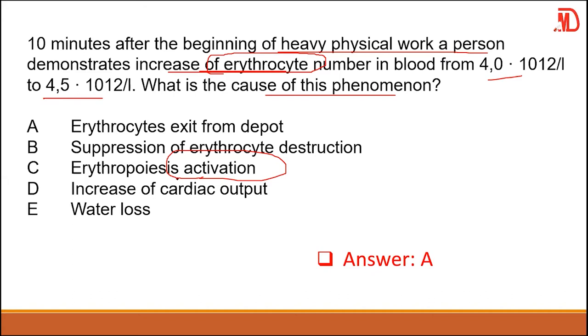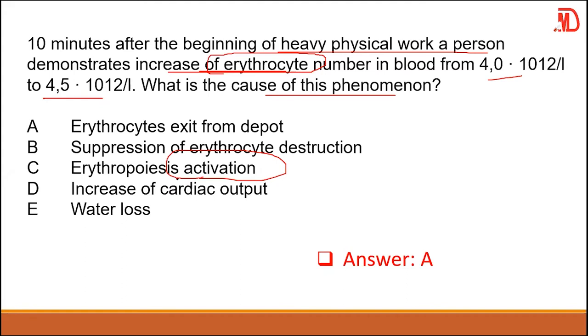But over here, we are not dealing with loss of RBCs. We are dealing with an increased number of RBCs added to the already existing ones. Good. So over here, we have A as our answer. All right.